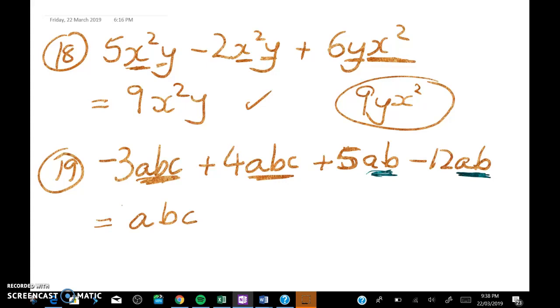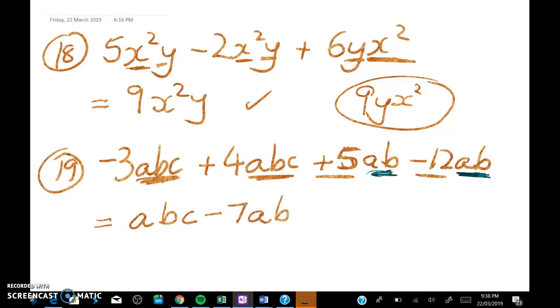But I don't need to write that 1. It's invisible, and it looks really clunky. Once you've been doing algebra for a little while, you'll hate seeing 1s pop up where you don't need to have them. So it's just going to be ABC. Here I've got plus 5AB minus 12AB. So that gives me minus 7AB.